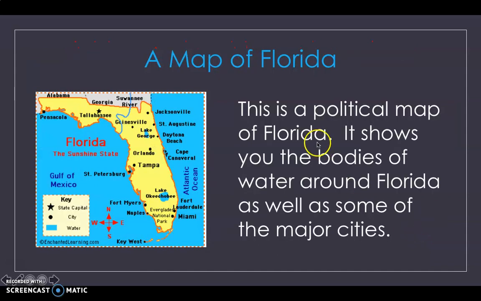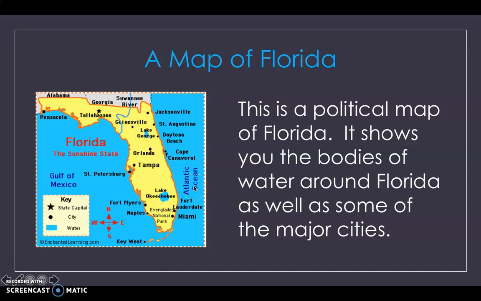Oh, a map of Florida. That's important because that's where we live. This is actually called a political map. And in a political map, it shows you the bodies of water around Florida. And I can see around Florida we have the Gulf of Mexico. And you know what? How do I know that's a body of water? Let me think. Oh, here's the key. Oh, right. If it's colored in blue, that means it's water. And on this side is the Atlantic Ocean.